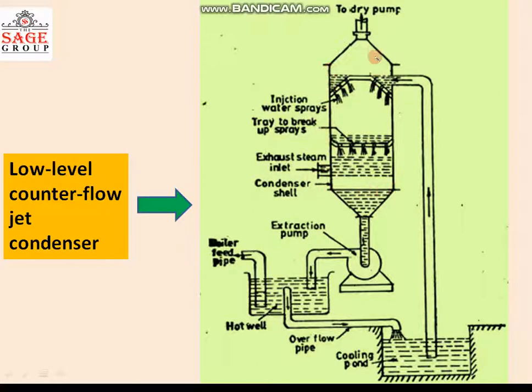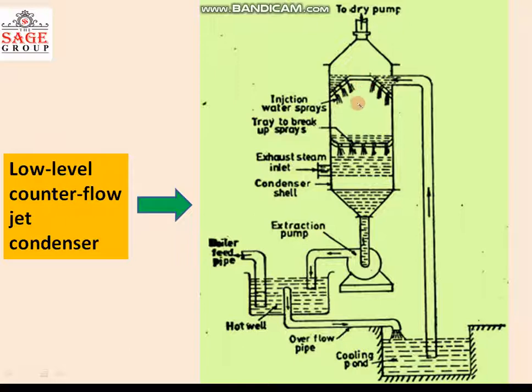This one hole is the condenser cell, and from this side exhaust steam will enter. In between we are seeing that there are injection water sprays. So water which is coming from the cooling pond will pass through these water sprays, and the water will break into very small fine particles, here also, on both the sides.